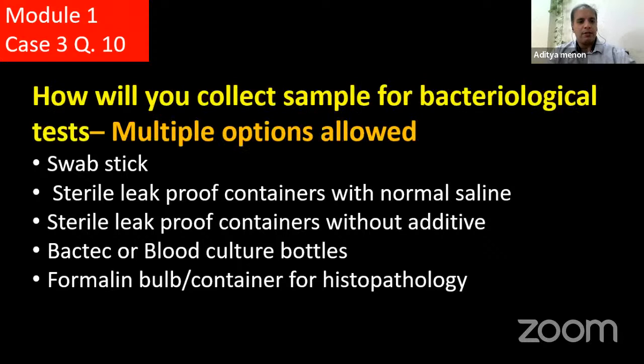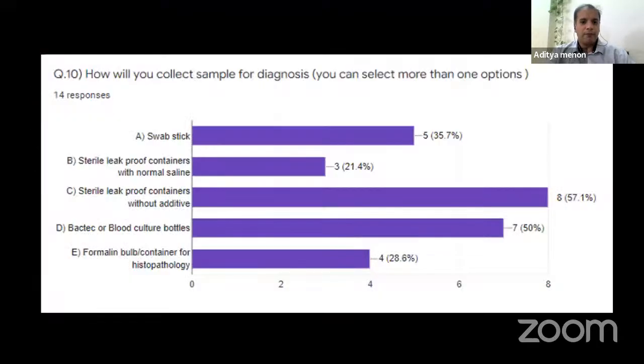How would you take culture samples: a swab stick, a leak-proof container with saline, without additive, Bactec bottles, or formalin with histopathology? Now, multiple options were allowed. Some of you still would go for a swab stick. Even if you are exploring, swab stick is still an option for a lot of people.